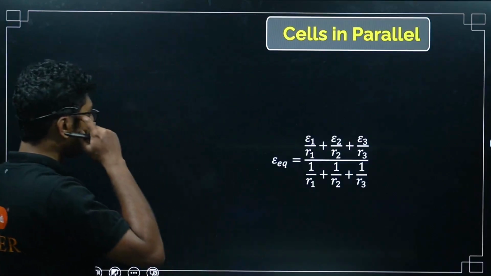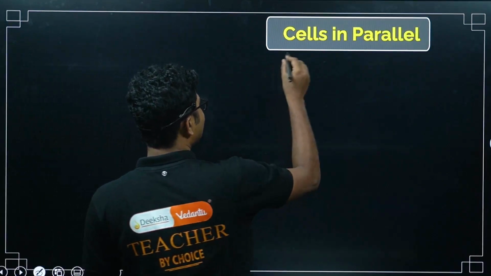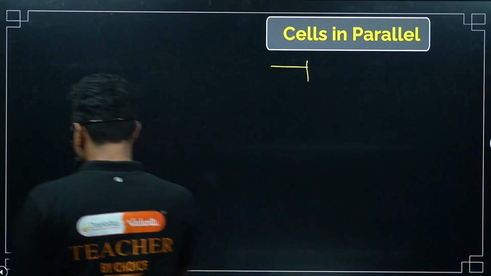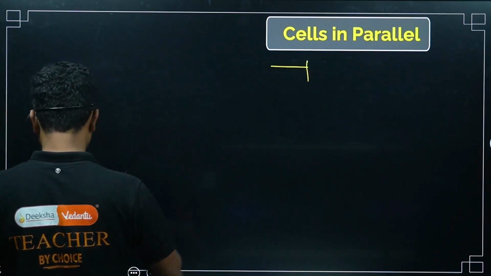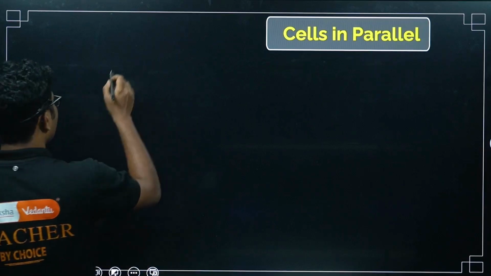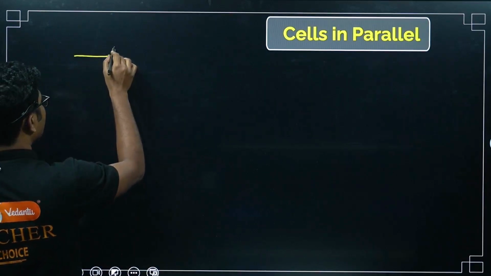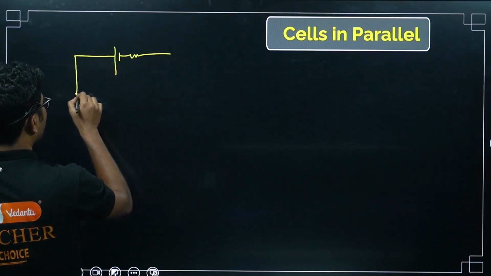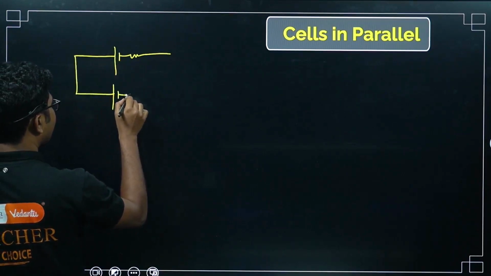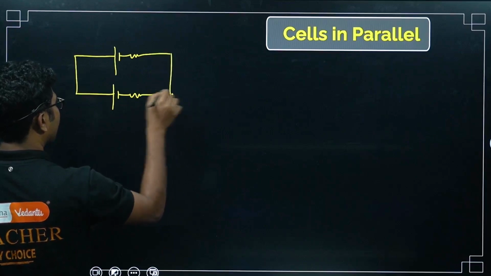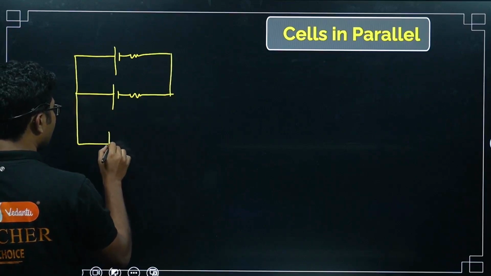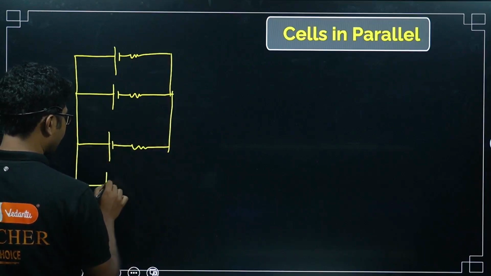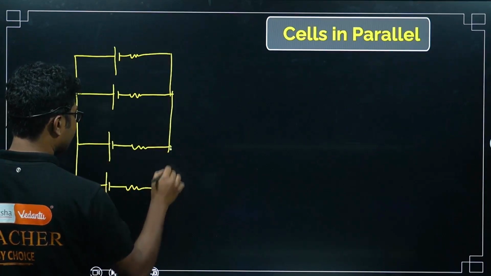Cells in parallel means, similar to cells in series, when we are connecting the cells that we have done in series combination, but now they are all connected in parallel. Parallel combination I already explained, okay, in the combination of resistances. That's why I explained that in the beginning of this class, so that you don't get any confusion what is parallel combination, what is series combination, right?